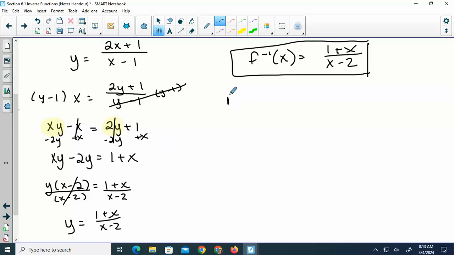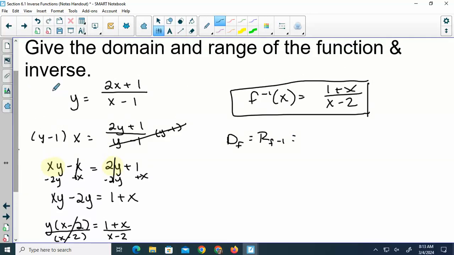So the domain of the original function is the same as the range of the inverse. Okay, if you look at your original, what could x not be? Can't be a 1, because that makes the denominator 0.